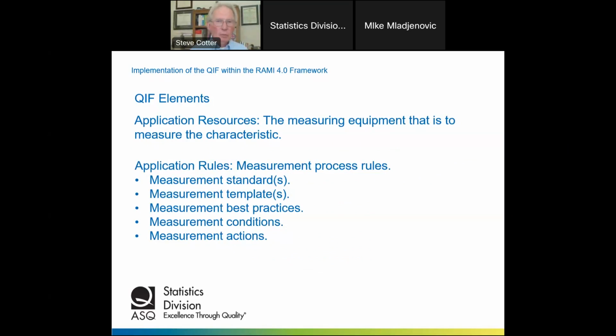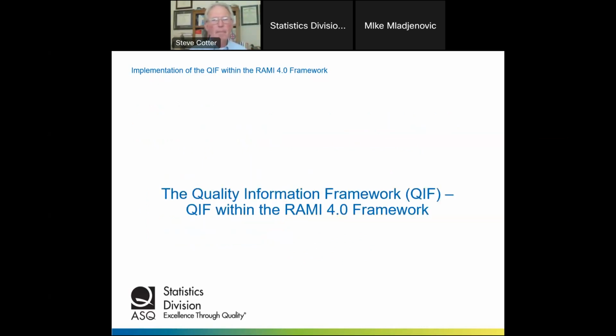So application resources, this is the measuring equipment that is used to measure the characteristic. Application rules is the measurement process rules. It's the measurement standards, the template, the best practices, the conditions, and any actions relative to measurement results.